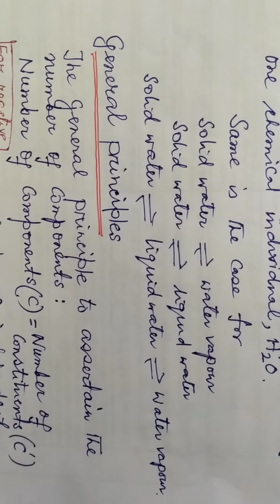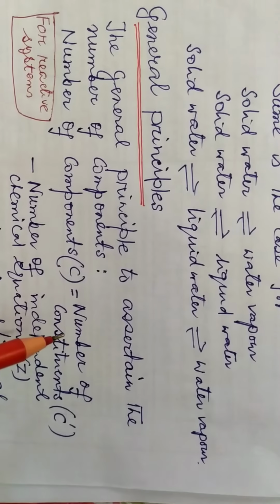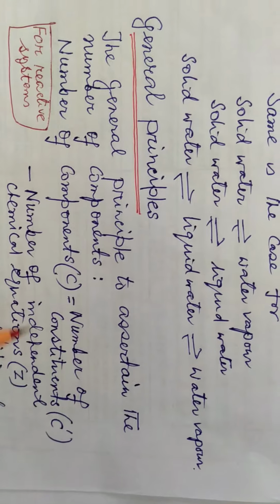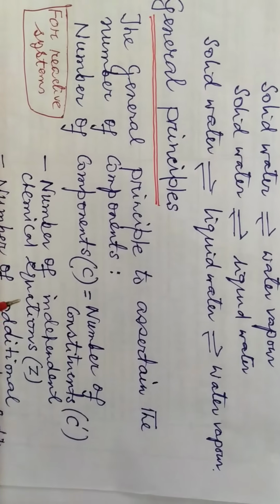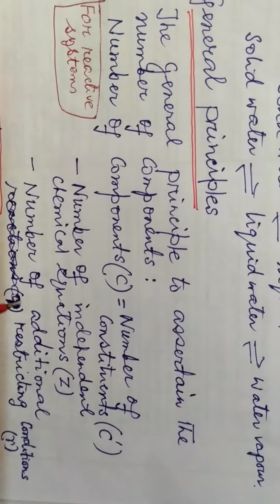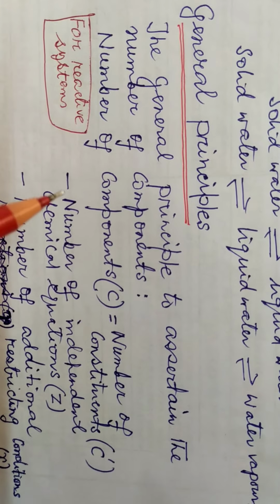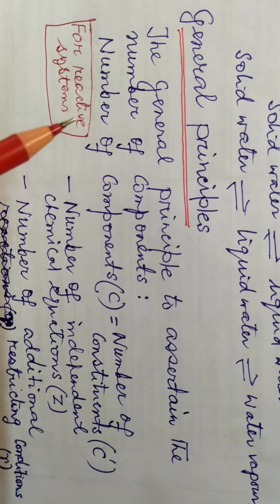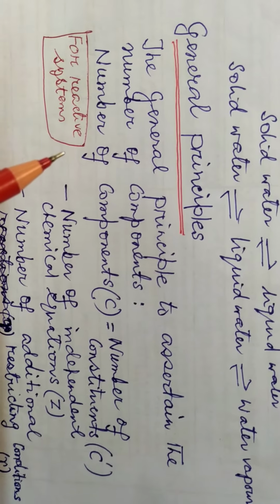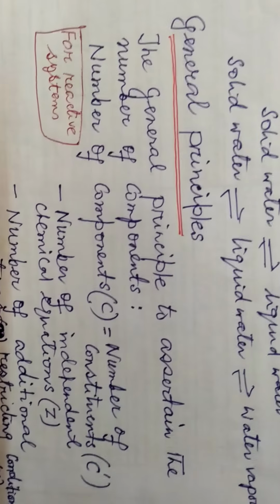The number of components C equals the number of constituents C dot minus the number of independent chemical equations Z and the number of additional restricting conditions R. Now this equation is actually valid for reactive systems. We will discuss it later on.